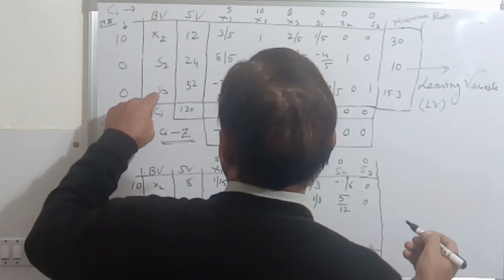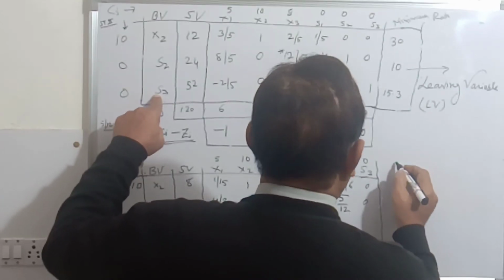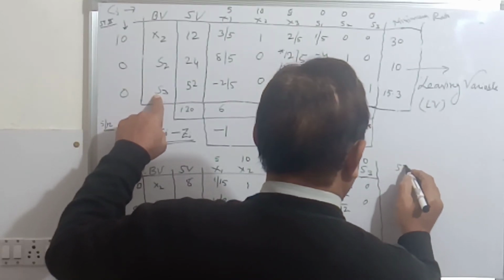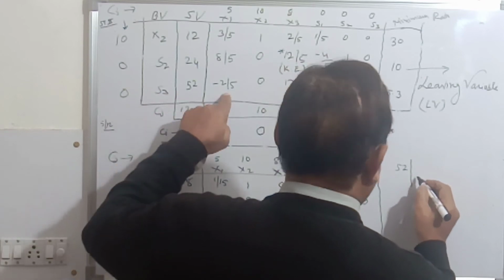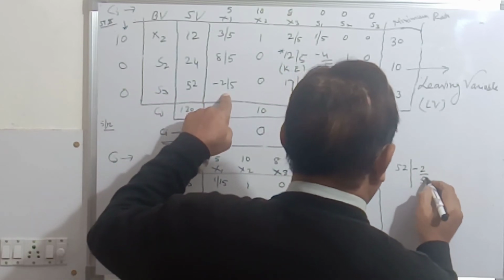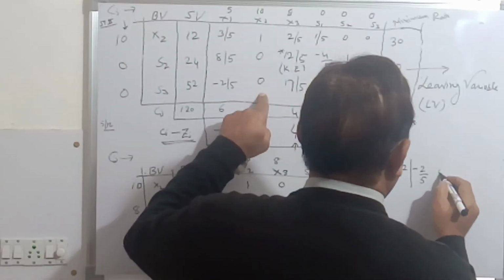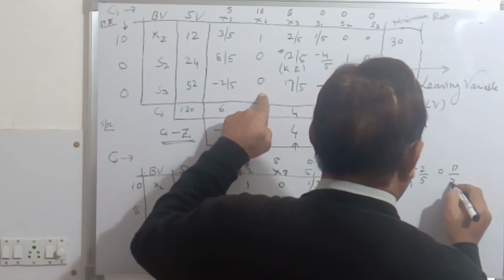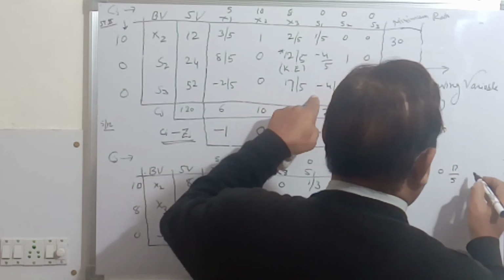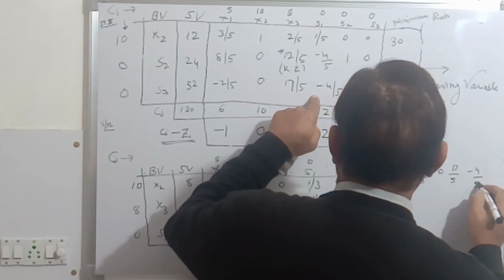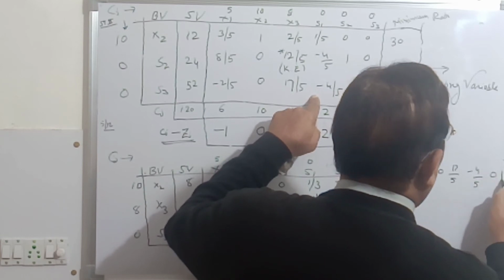Now, this is your new row, old row: 52, minus 2 by 5, 0, 17 by 5, minus 4 by 5, 0, 1.